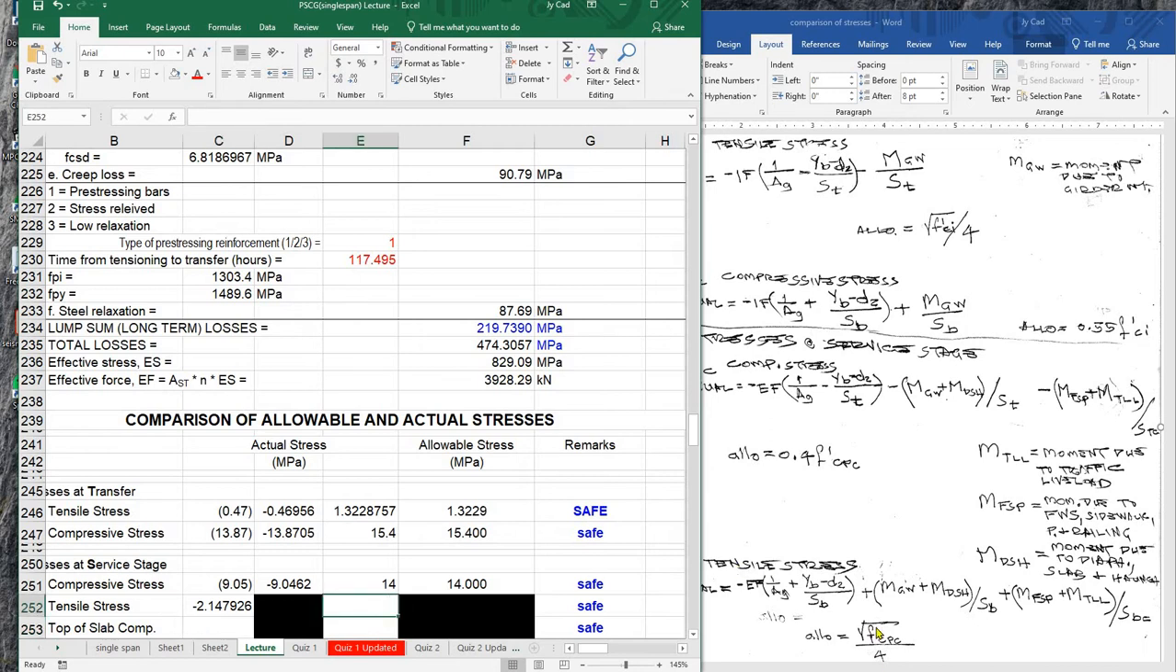Tapos, ito naman, allowable is square root of F prime CPC. And eto may F prime CPC rin. So, check ko lang. And that is G12. Okay? So, equal sign square root of G12 close parenthesis divided by 4. Then I will press enter. Now, let's check. Whoops! 1.47. Mali na naman ako dito sa tensile stress.